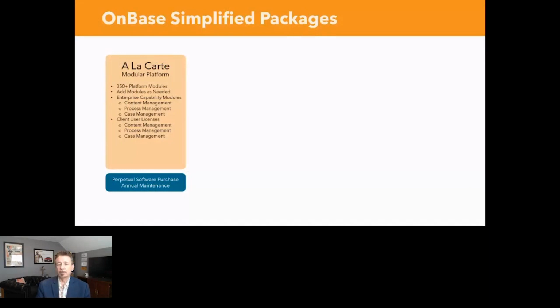This should look very familiar, this box on the left, this a la carte modular licensing. This is the legacy, and many of you probably still have this. There are 350 platform modules installed behind the scenes in my platform, but I have to license them as I need them. There are these enterprise capabilities that fall into these content, process, case buckets. But as you probably know, you had to buy client licenses on top of that, right? You had to buy not just one client license, but up to three. You had to buy a client license for OnBase, content management.